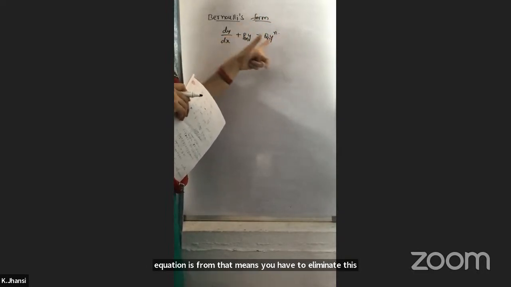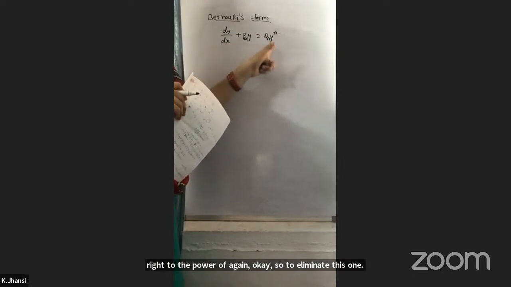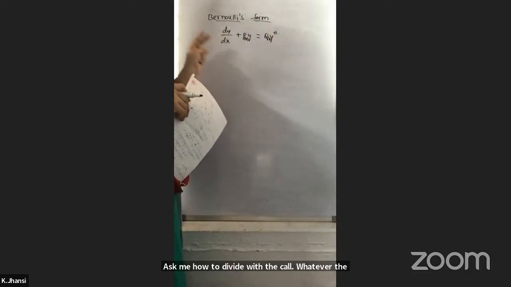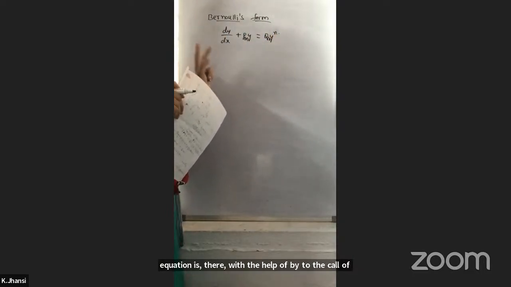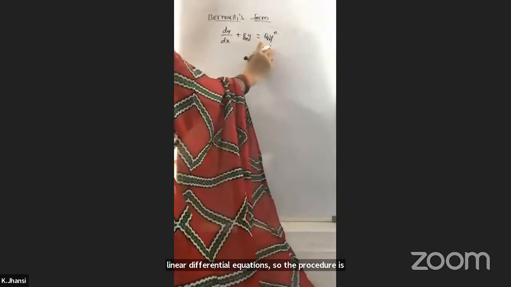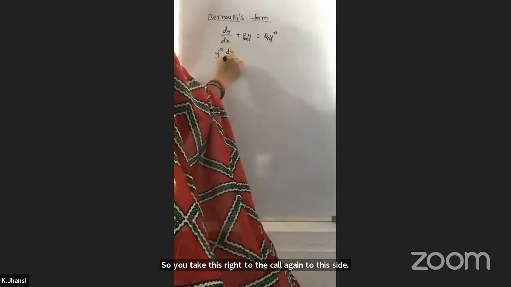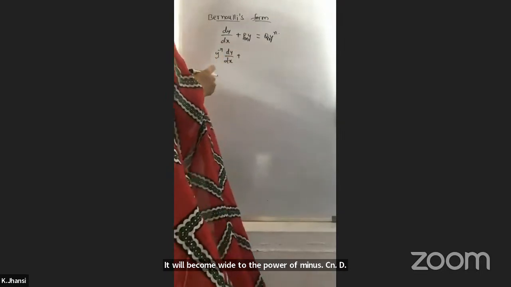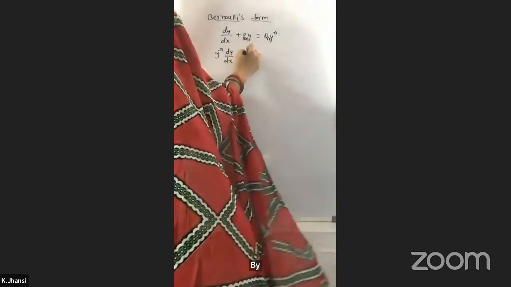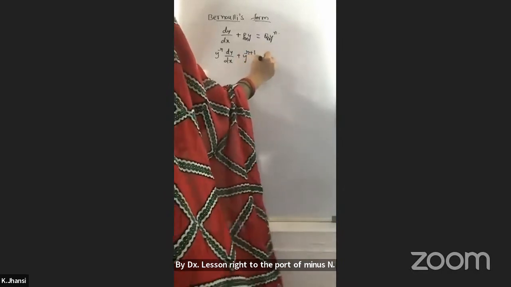To eliminate it, first you have to divide the whole equation by y to the power of n. After eliminating that, you convert it into a linear differential equation. If you take y to the power of n to this side, it becomes y to the power of minus n dy/dx plus y to the power of minus n plus 1 into P equals Q.